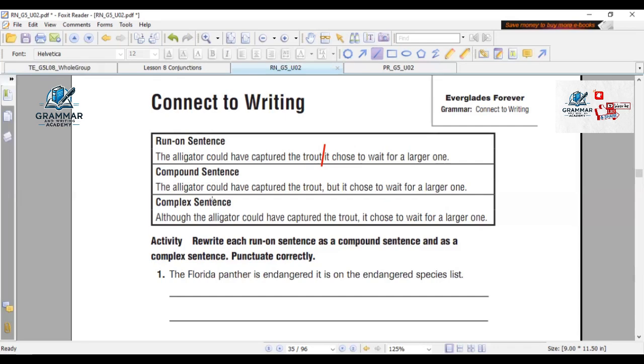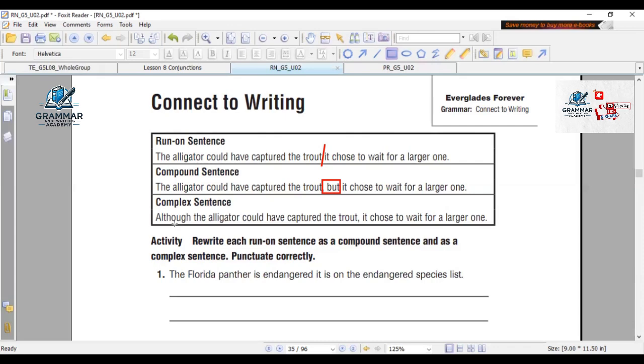See here, I can say the alligator could have captured the trout, comma, but. This comma and but here is a coordinating conjunction, and in this way I form a compound sentence. Comma, but it chose to wait for a larger one. But here it shows contrast, right? The conjunction that shows contrast in the subordinating conjunctions is although.